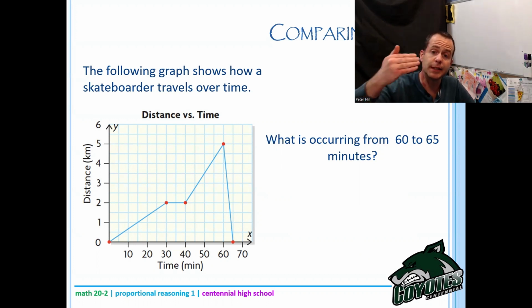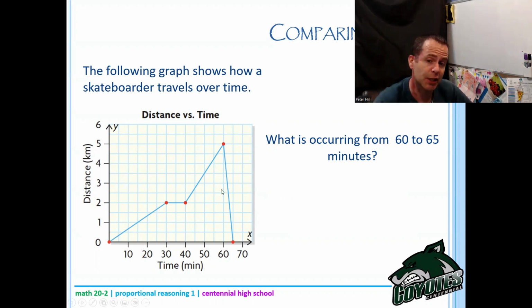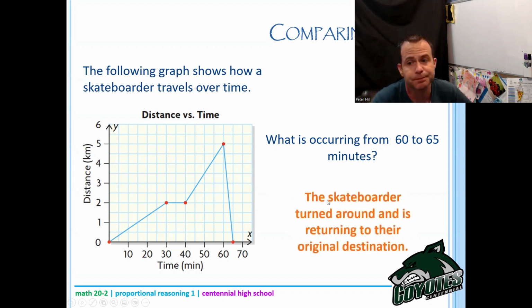What's happening between 60 and 65, though, is that distance has changed direction, which means he is now coming back to his original destination, okay? So the skateboarder has turned around and is returning to the original destination, okay?